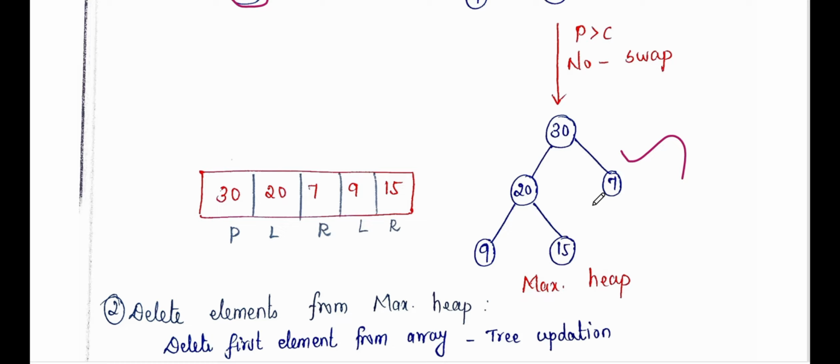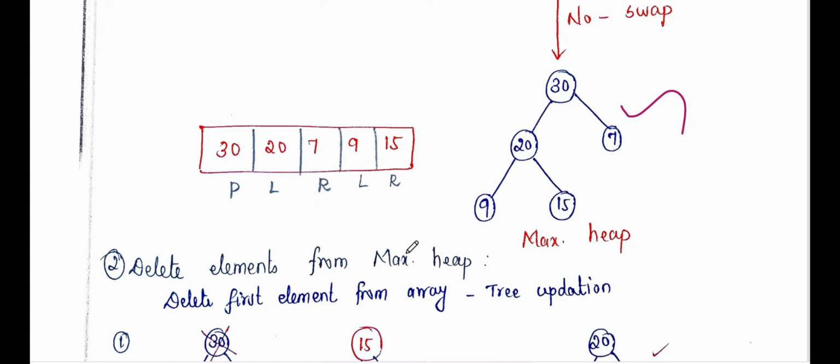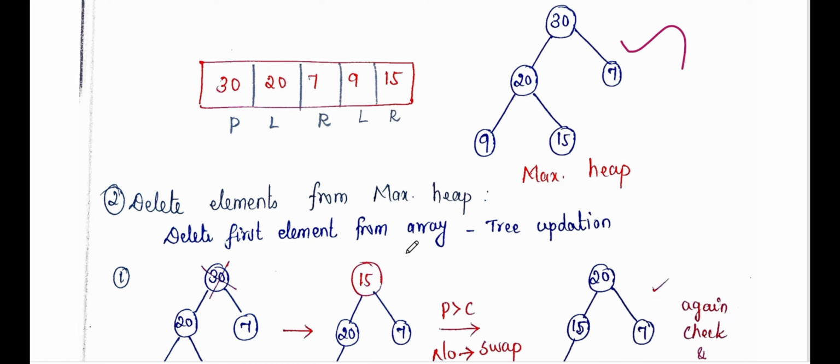So what is it in the array? How are the elements present inside the array? First write the parent node 30, and the left and right children of the parent node, and then the left child's children 9 and 15. Likewise we add the elements inside the array. Okay, then perform the delete operations. So we have built the max heap and now delete an element from the max heap.